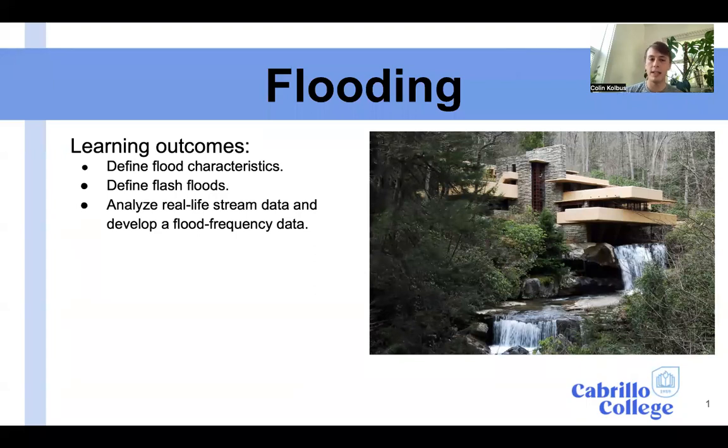The learning outcomes of today's video are to define flood characteristics. We're going to define flash floods. And then finally, we're going to analyze real-life stream data from the San Lorenzo River and develop a flood frequency curve to try and calculate and predict when a 100-year flood will occur, or the size of a 100-year flood, I should say.